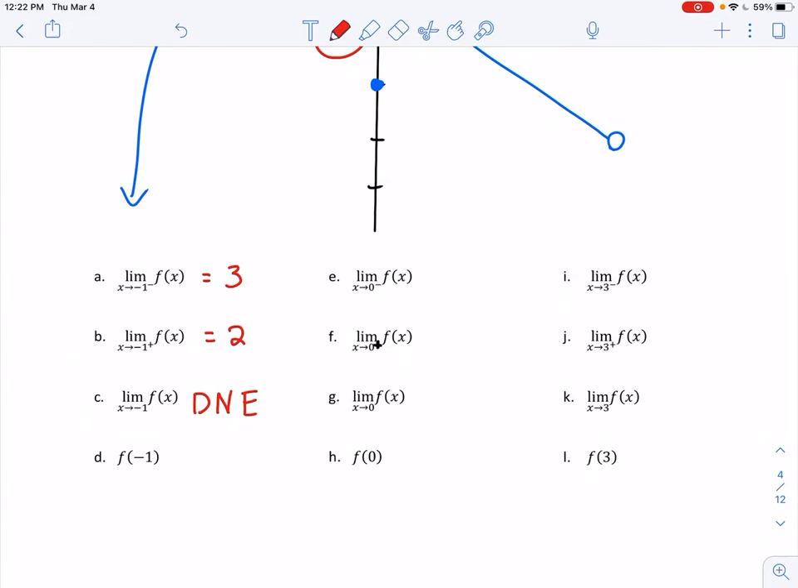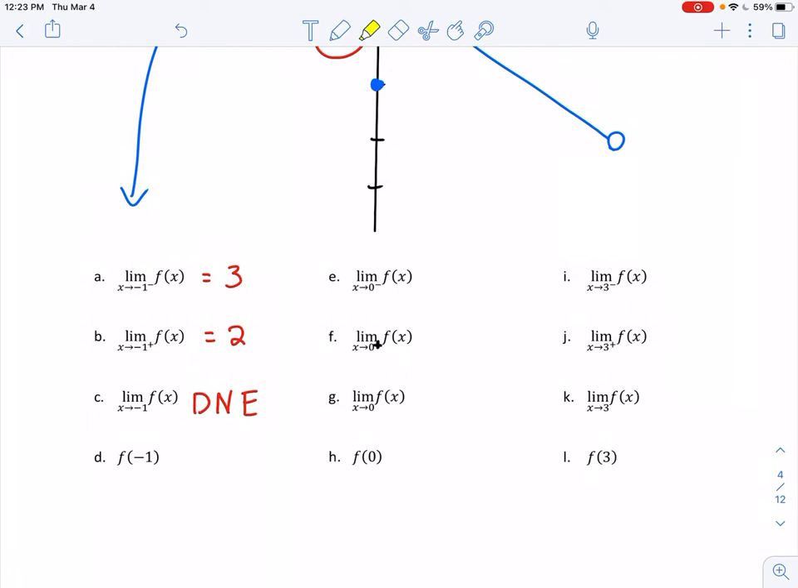But on a quiz or a test, I might say, hey, here's a function. Its left-hand limit is 3. Its right-hand limit is 2, and then I might ask, what's the value of the two-sided limit? And in that case, we could say, because they are different, that limit does not exist.